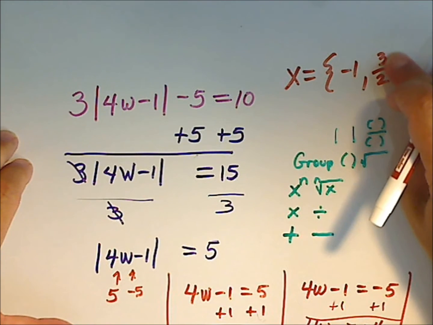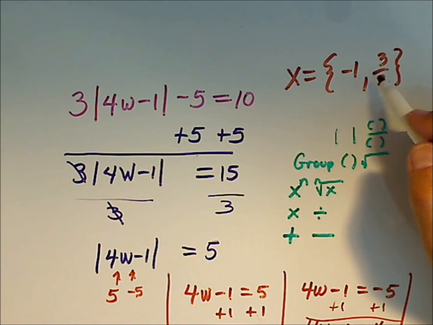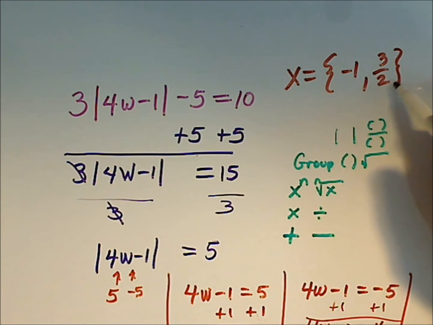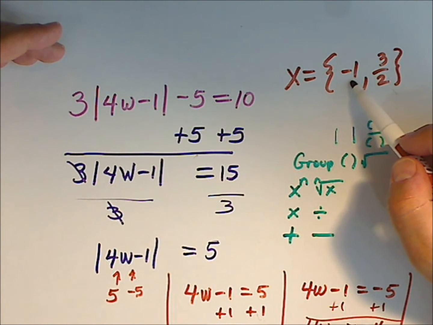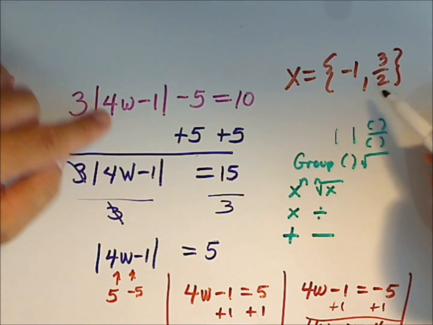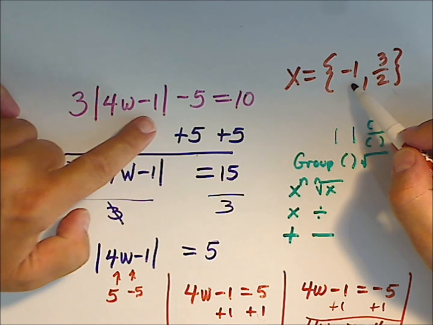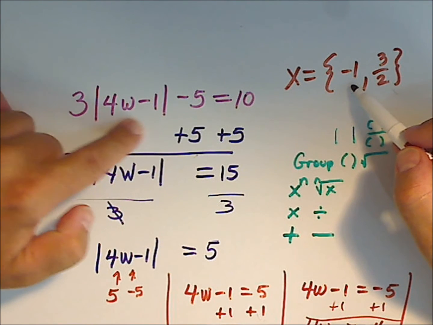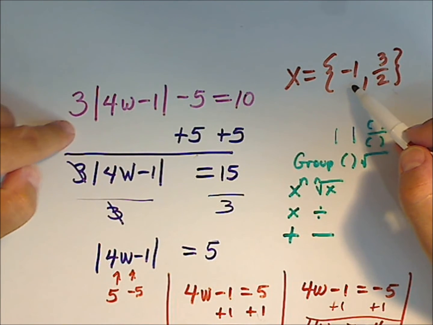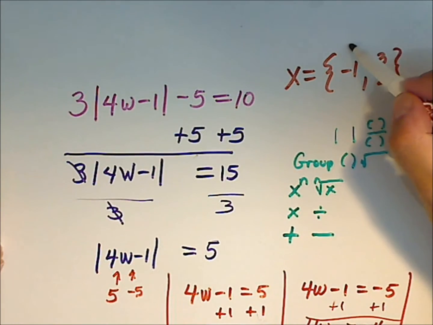And, I don't want to use parentheses. I want to use a bracket. Parentheses would indicate a coordinate pair on a graph. Now let's plug them in. You can plug them in your head or do it more formally. 4 times negative 1 is negative 4. Negative 4 minus 1 is negative 5. The absolute value of negative 5 is 5. 3 times 5 is 15. Minus 5 is 10. This works.